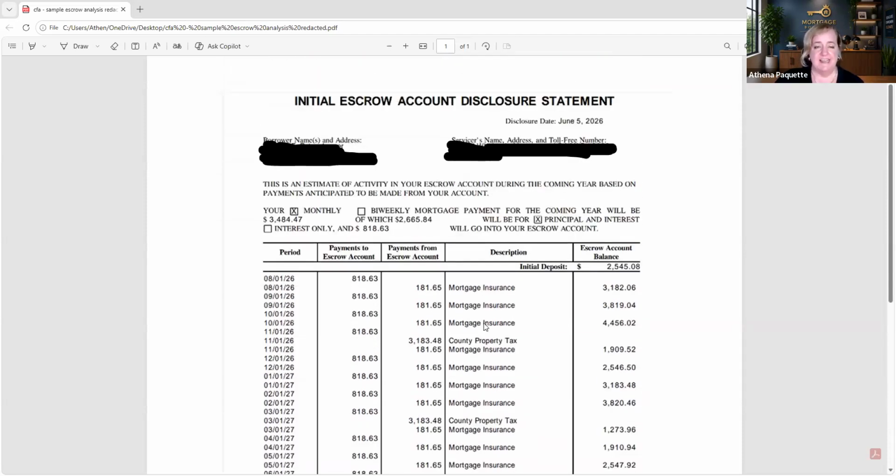So that is the escrow analysis, and you'll see this in your loan documents. If you choose to pay your own taxes and insurance and the loan allows it, you will not need one of these because the bank is not handling your taxes and insurance through the escrow or impound account.